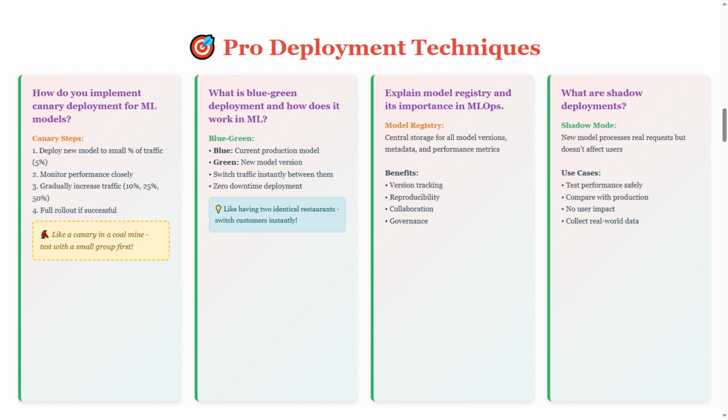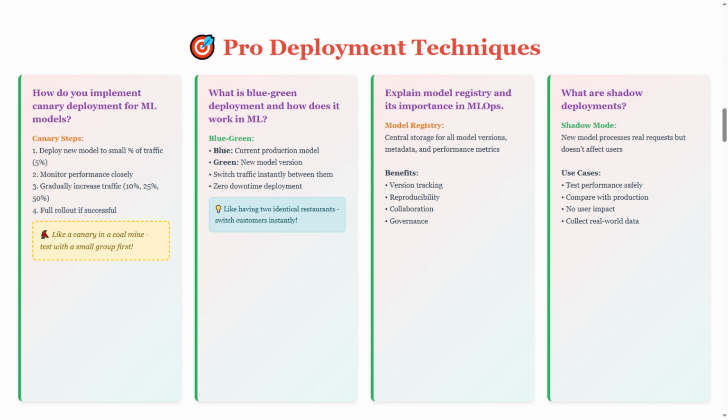Third question: explain model registry and its importance in MLOps. A model registry is central storage for all model versions, metadata, and performance metrics. Benefits include version tracking, reproducibility, collaboration, and governance.